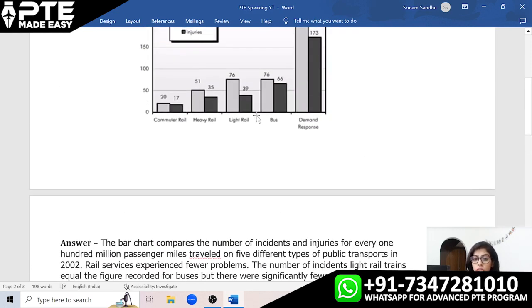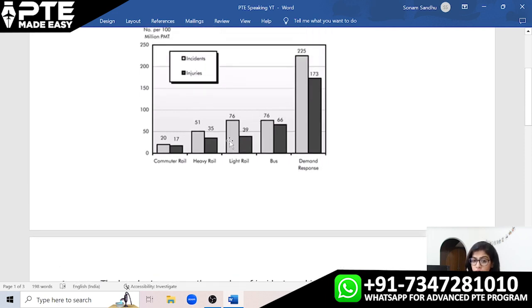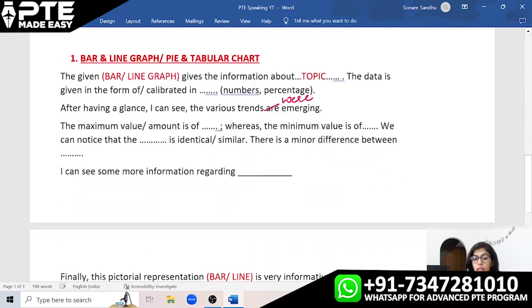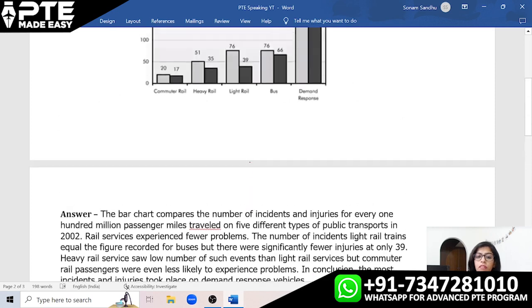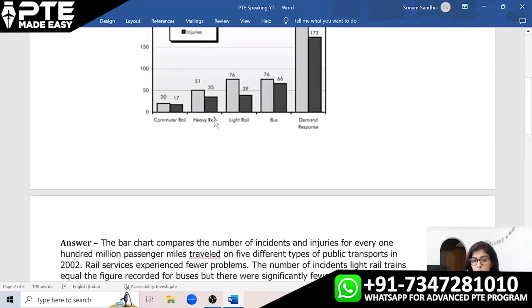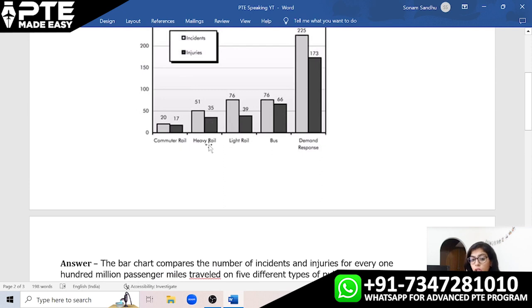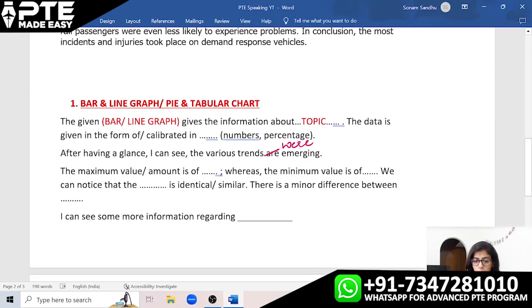What is identical? We can notice that the number of incidents on light rail and bus was identical. This is what they were saying. Simply they are saying was identical. We can notice that the dash is or was identical. There is a minor difference between injuries occurred on heavy rail and light rail, where the former was 35 and the latter was 39. Got it?